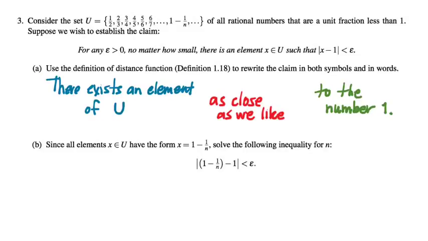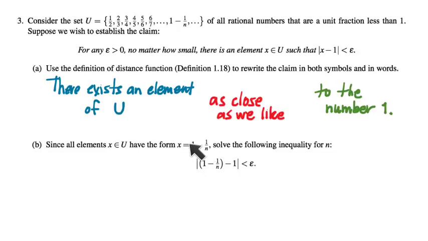So in order to help establish this claim, we'd like to be able to use the properties of an absolute value. What we are trying to do is take this inequality, this claim that x is within epsilon units of the number 1, and turn that into something more specific about the elements of U, because every element of U is a one unit fraction less than 1. So every element has the form 1 minus 1 over n.